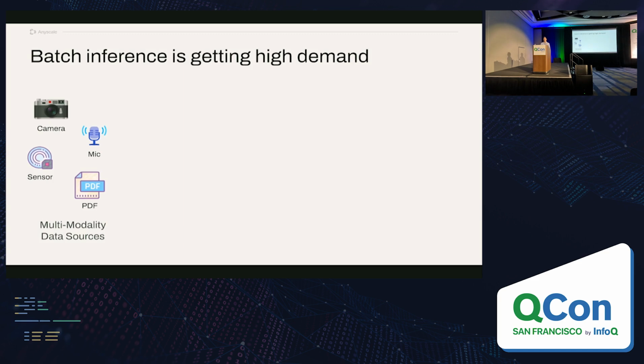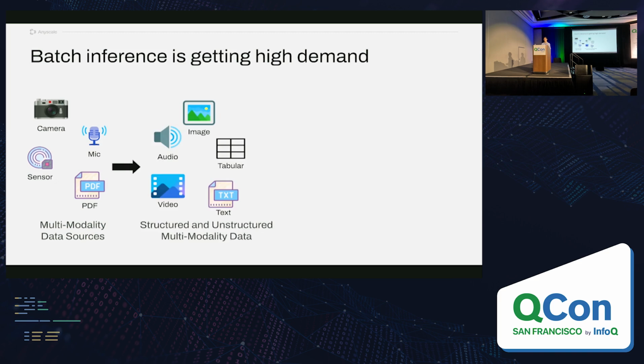At the same time, the demand for batch inference is getting higher and higher. This is mainly because we now have multi-modal data sources. You have cameras, mics, sensors, and PDF files. By processing these, you get different kinds of raw data in different formats, unstructured or structured. For example, you can have images extracted from cameras or sensors. You can have audio, tabular data, video, or even raw text.